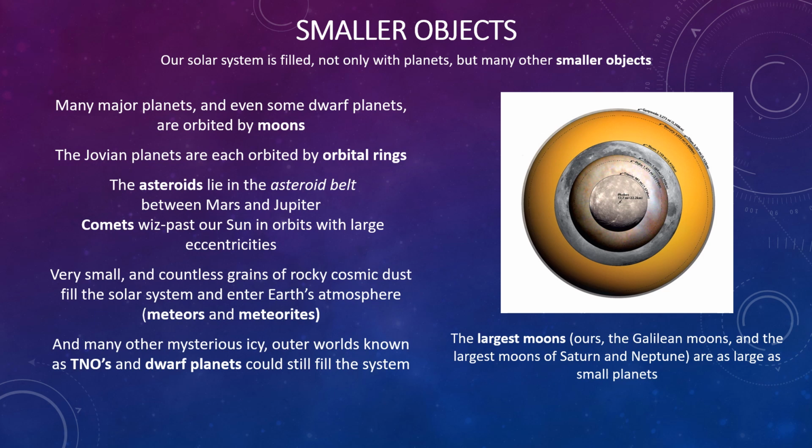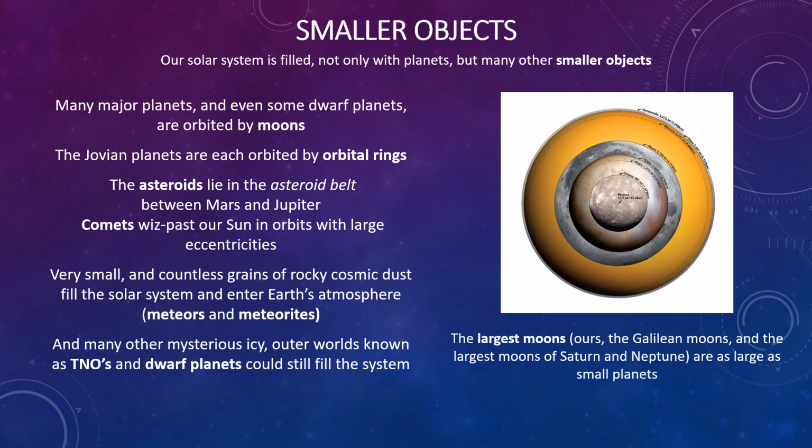There are also the asteroids, which lie in the asteroid belt between Mars and Jupiter. We have comets, which live out in the Oort cloud. This is a large cloud about 1 to 2 light years in diameter around the sun, which is filled with comets that are each on very eccentric orbits that cause them to occasionally whiz by the sun real fast and light up our skies.